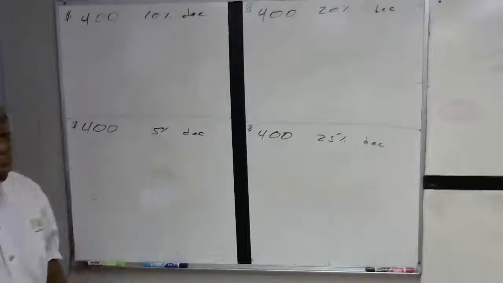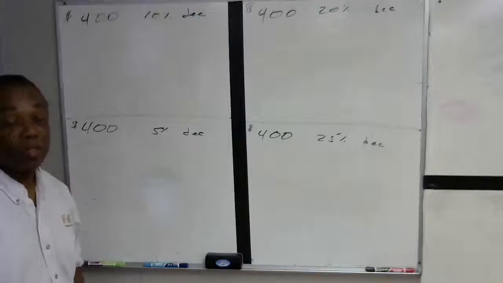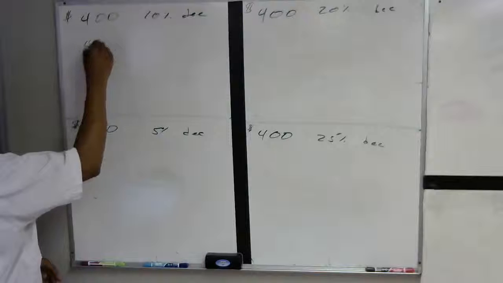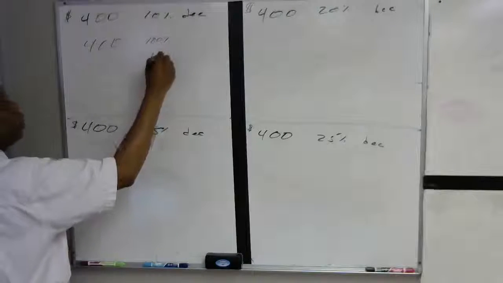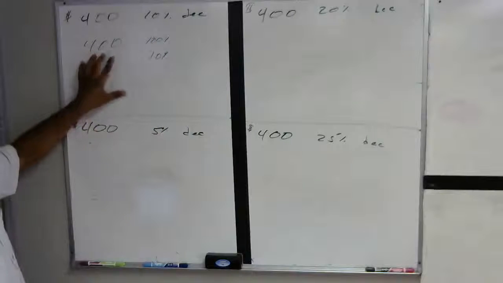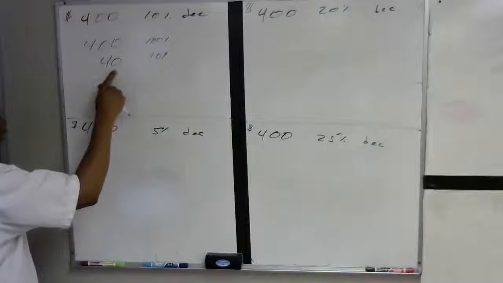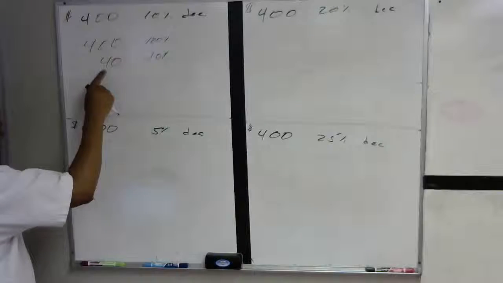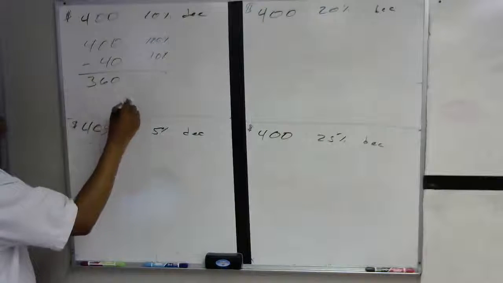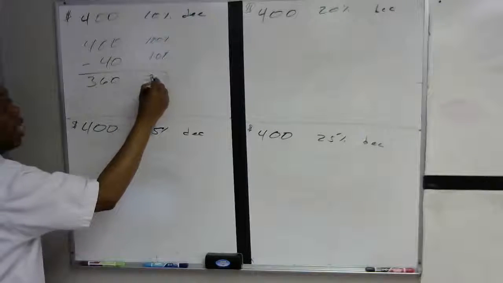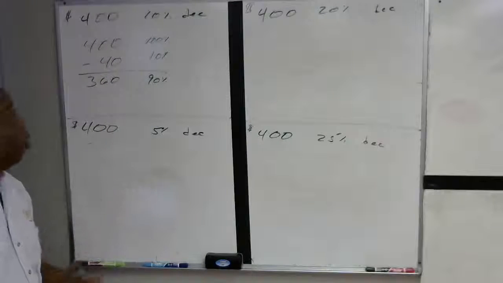Okay, now let's look at decreases. We have $400. We want a 10% decrease. So first, 400 represents 100% of the amount. 10% will be represented by dividing this by 10, which makes it 40. So 40 is the 10%. Now to decrease it by 40, this becomes 360. Or should we say this is now 90%? It's the 10% decrease.